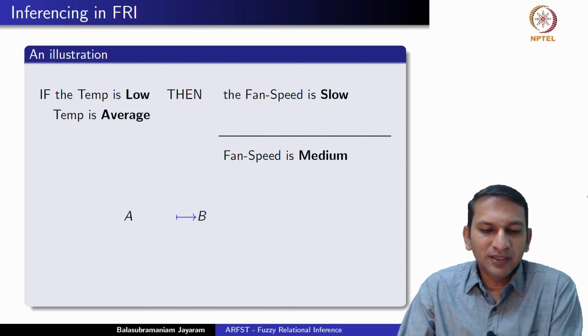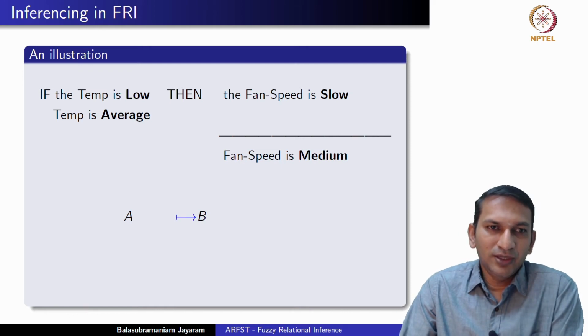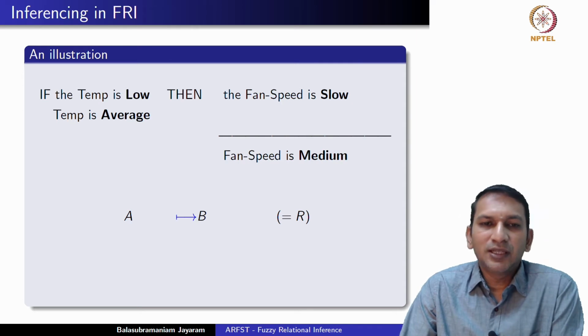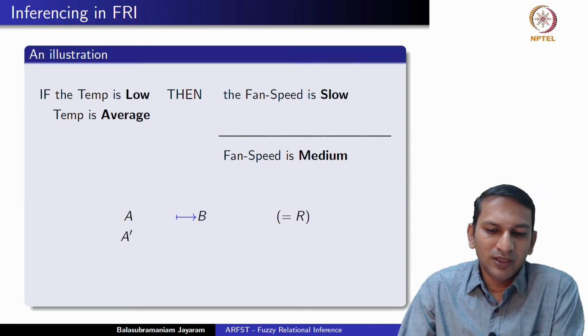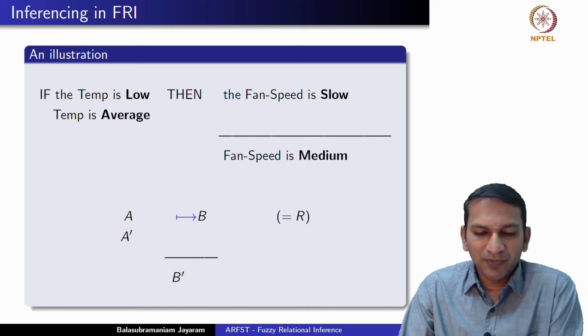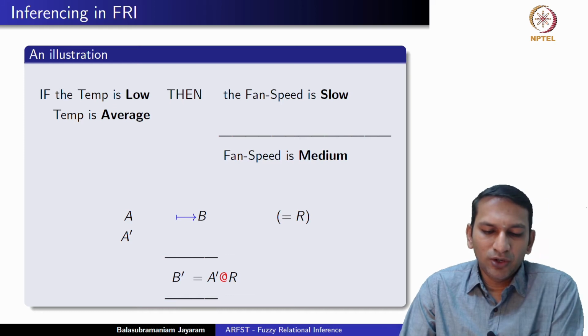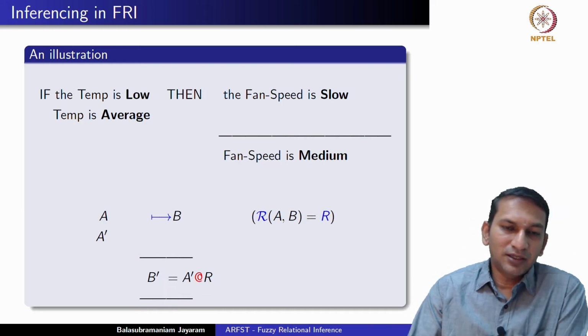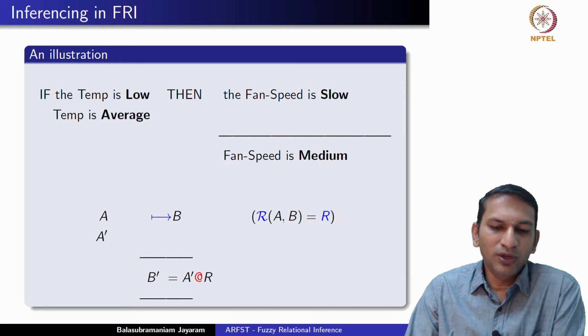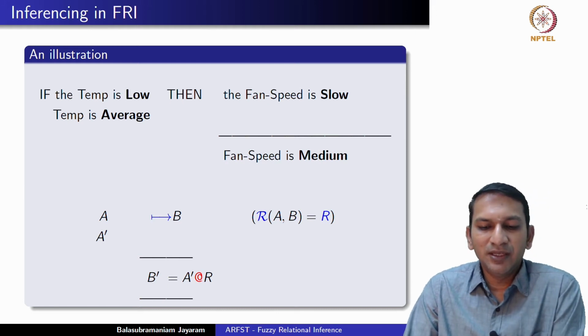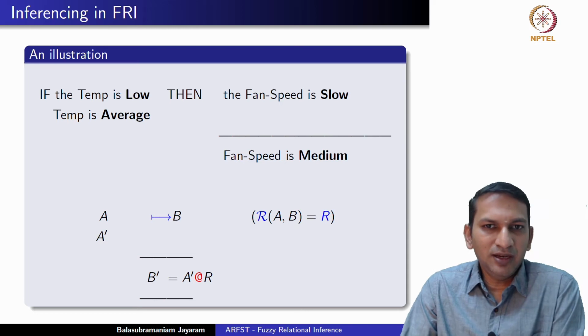Now what are we given? A implies B, or A and B, the fuzzy rule. If x tilde is A, then y tilde is B. Now we want to actually capture this rule in the form of a relation. And given an A dash, we want a B dash. This is what we want. In fuzzy relational inference, how do we do this? First, we capture the rule in terms of a relation. So R of AB becomes a fuzzy relation, and B dash is obtained by composing A dash with R.